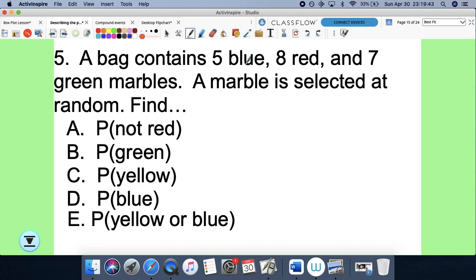A bag contains 5 blue, 8 red, and 7 green marbles. So let's first of all find the total. 5 plus 8 plus 7 equals 20. So there's 20 in total.